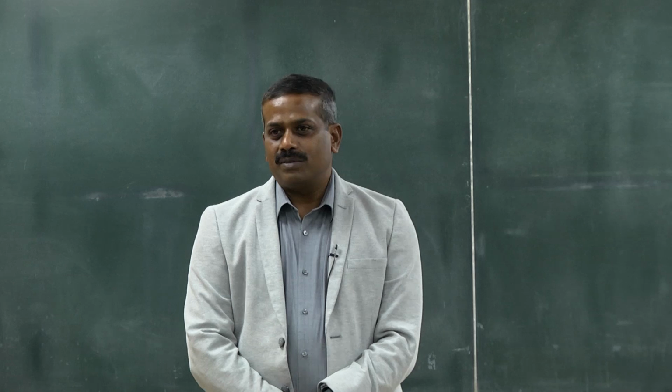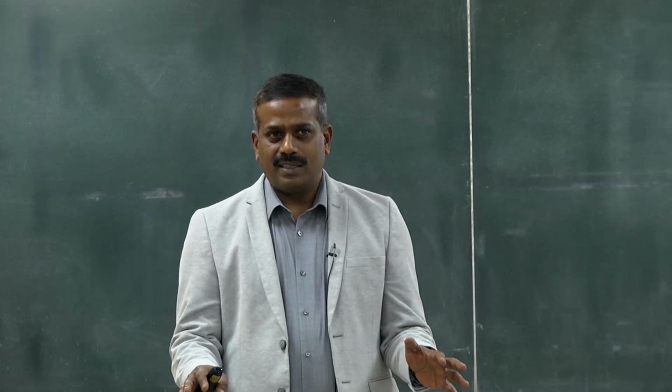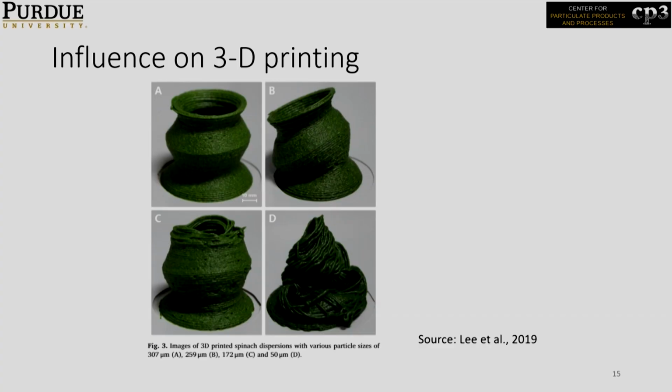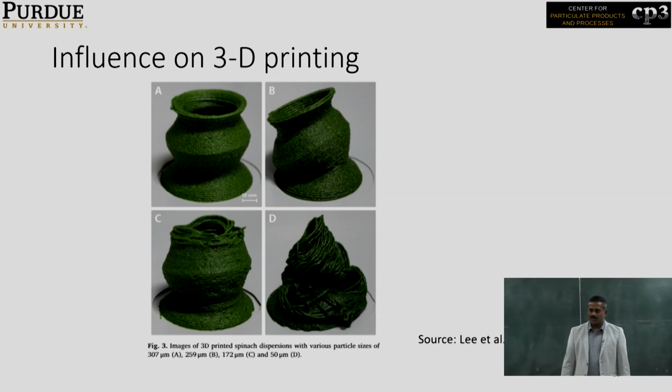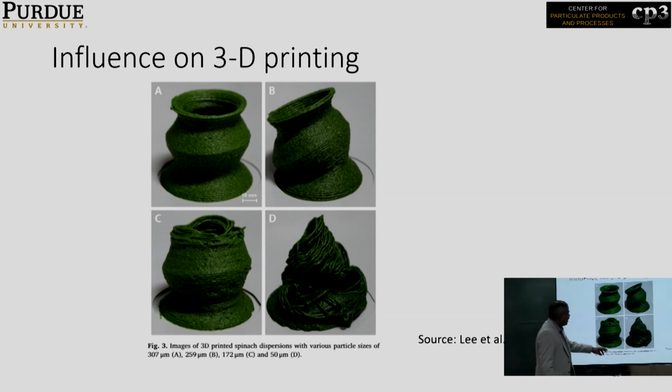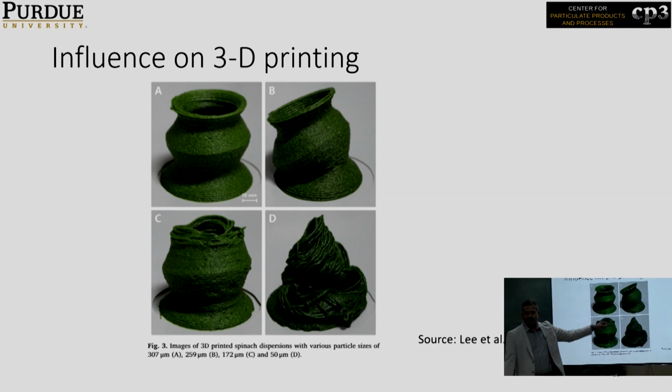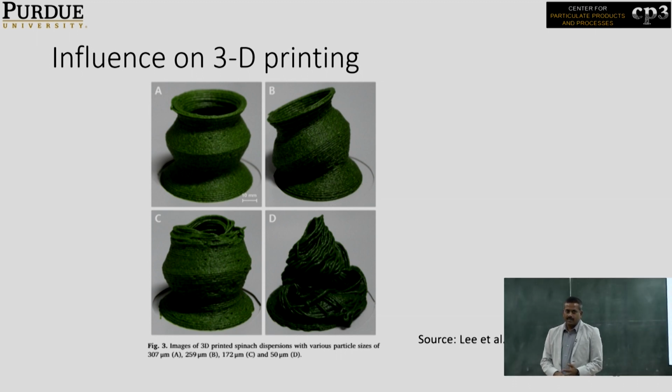I don't know how many of you know spinach, right? The green leafy vegetable. Okay. So in this example, you can see. I was thinking, why would someone want to print spinach? I know for kids and young people, spinach is not a favorite vegetable, right? But here, again, larger particles had better stability for the 3D printed spinach than when they were extruded with smaller particles of spinach. Okay.